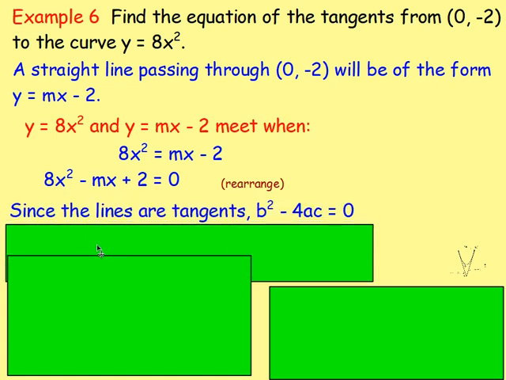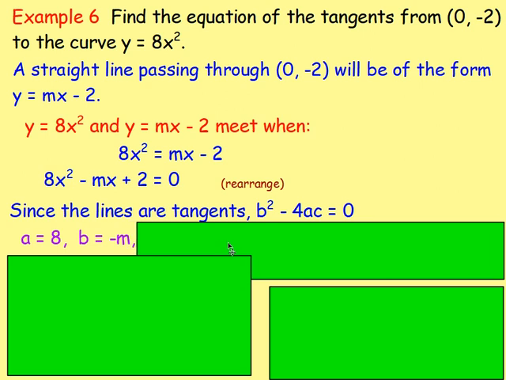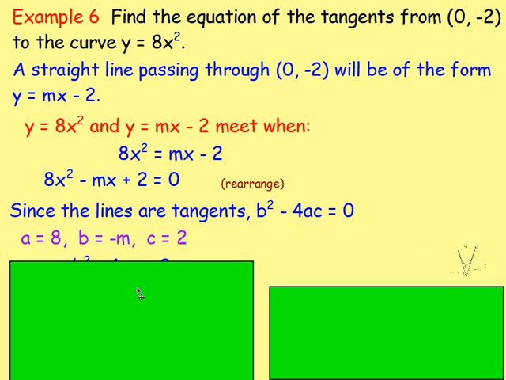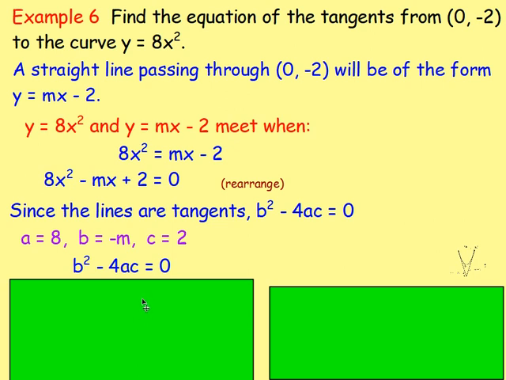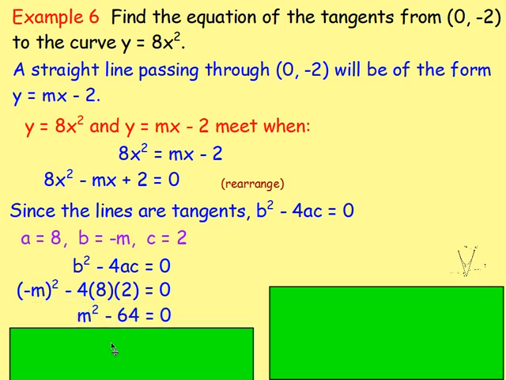So since the lines are tangents, b squared minus 4ac equals 0. So write down the values of a, b, and c: the coefficient of x squared, the coefficient of x, and the number that's just on its own. Sub them into b squared minus 4ac, and you'd end up with negative m all squared minus 4 times 8 times 2, which will give you m squared minus 64.